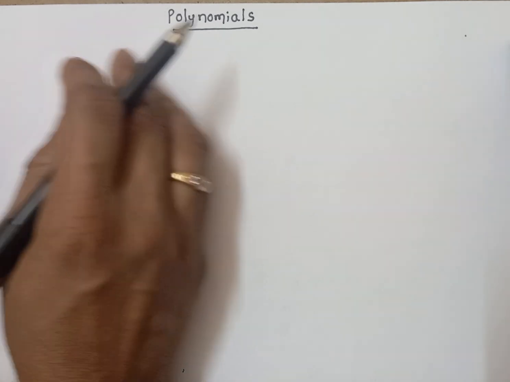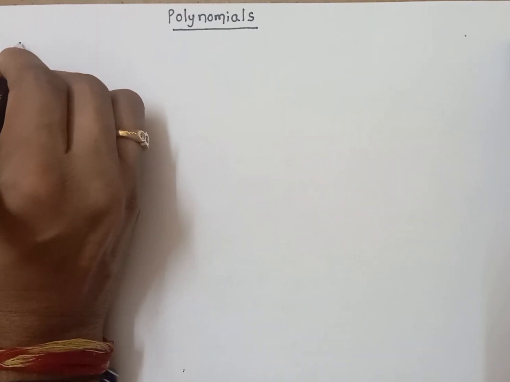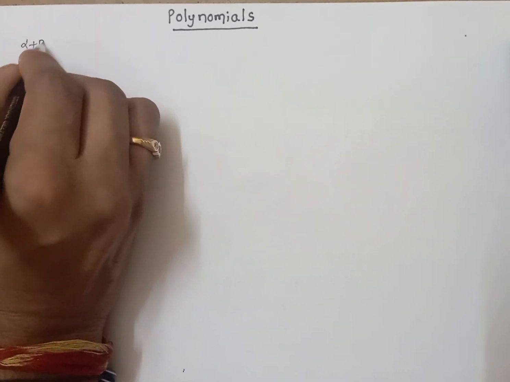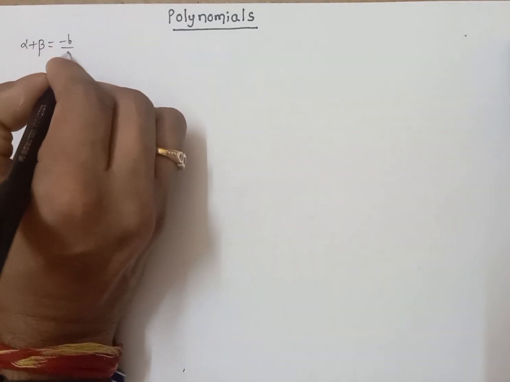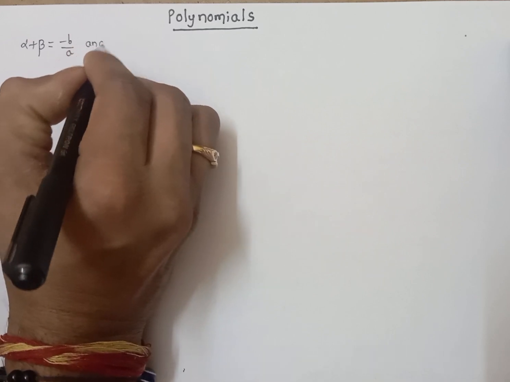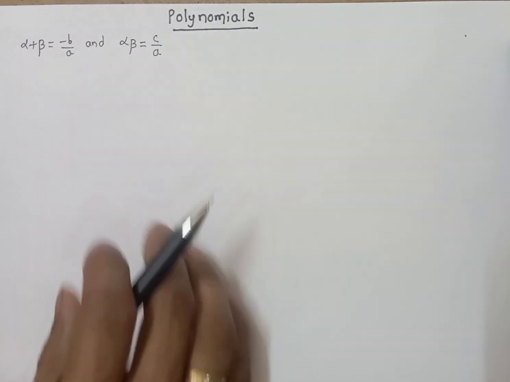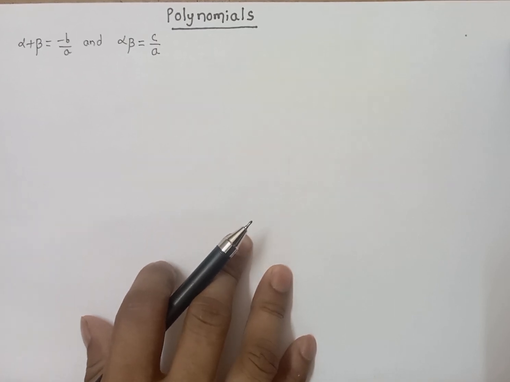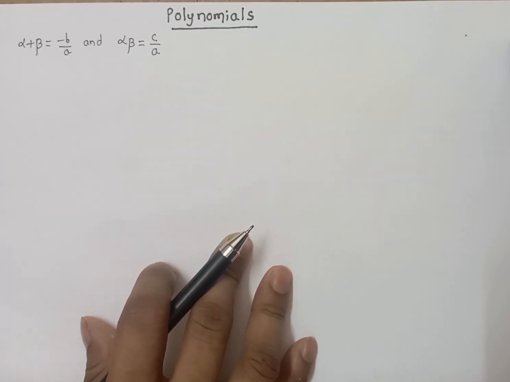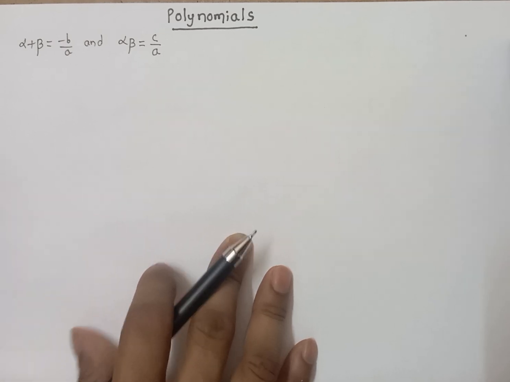We'll be having two relations: the sum of the zeros, alpha plus beta, equals minus b by a, and alpha into beta equals c by a. So, the sum of the zeros and the product of the zeros. Based on this relation, the maximum number of questions repeat on this only. Right? How will the question be asked on this?